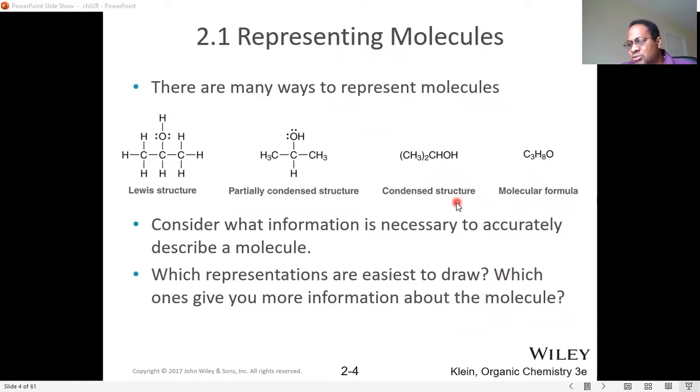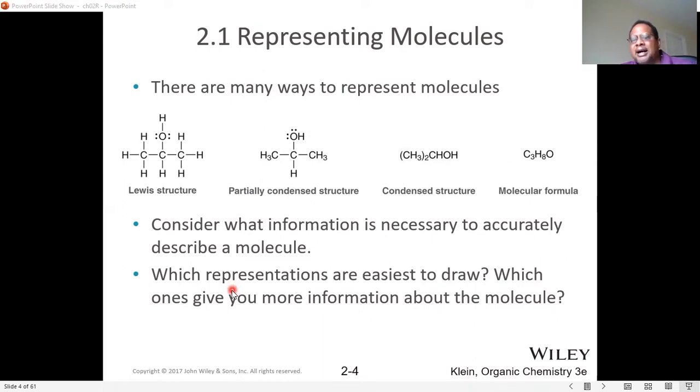There's another way we could write organic structures, and that's referred to as the condensed structure. That's where we're almost writing something similar to the molecular formula, but not as condensed. We show in parentheses 2 methyl groups that attach to the central carbon, and then that central carbon is attached to a hydroxyl group, and that's your condensed version. And then we could make it even simpler with the molecular formula. The molecular formula just gives the number of the different atoms, like 3 carbons, 8 hydrogens, 1 oxygen. Those are different ways that we can represent organic molecules.